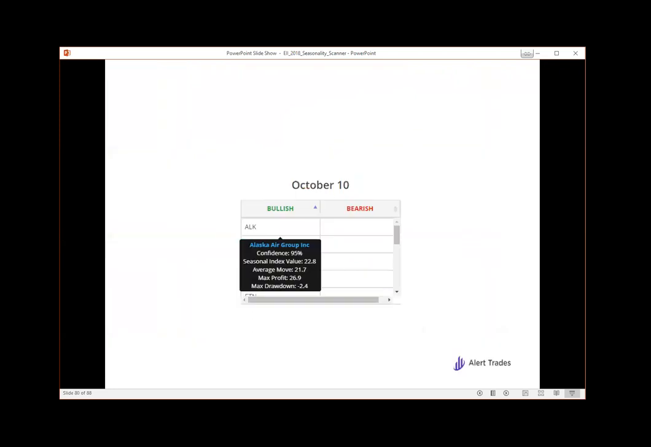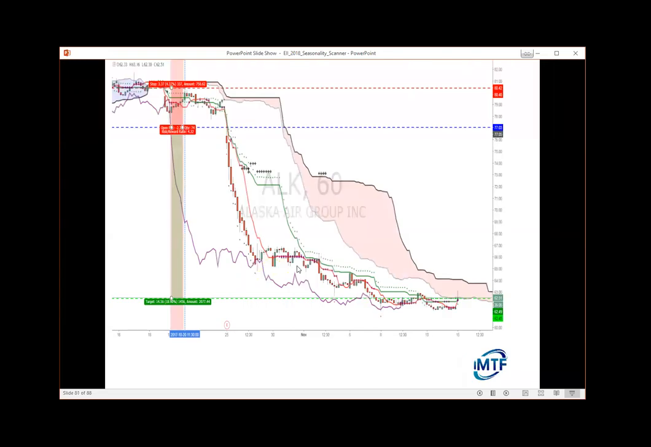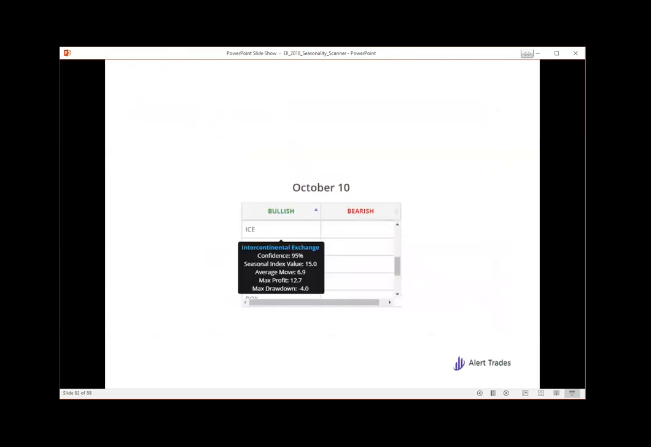So we got the Alaska Air Group. Once again, from the calendar scanner, you can see the SIV here is 22.8. An average expected move is 21.7% with a max drawdown of 2.4. So that's a big move. That's one of the bigger ones. And this actually ended up setting up bearish, not bullish. And as you can see there, it was a breakout. We took it, and it tanked on earnings, which was perfect because that kind of turned out to be another catalyst in the picture. But let's not go into too much detail there. And yeah, that went down big.